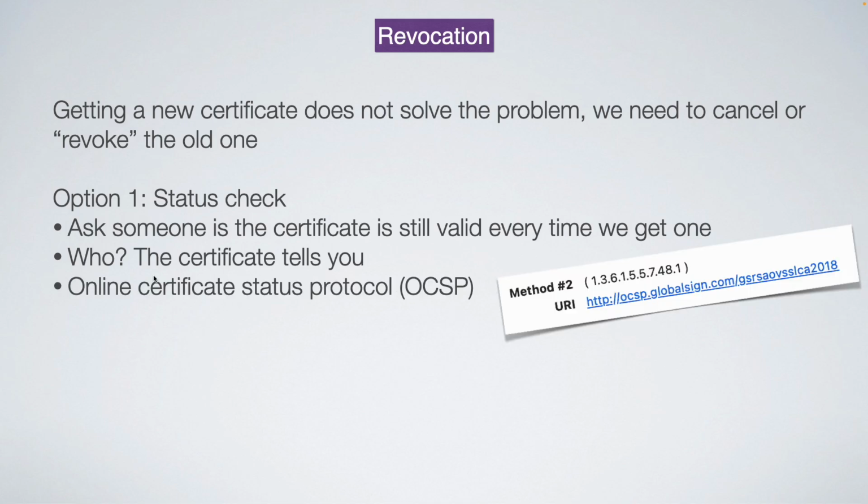Okay, so this is what it would look like. If you looked into a certificate, there's going to be this field called OCSP, which stands for Online Certificate Status Protocol. And there'll be a URL sitting there. And you can ping this URL and it will tell you, yeah, the certificate is valid or not. You can just send the hash of the certificate and it will respond.